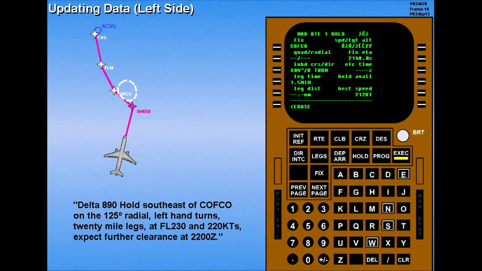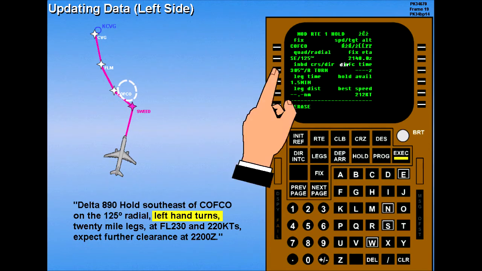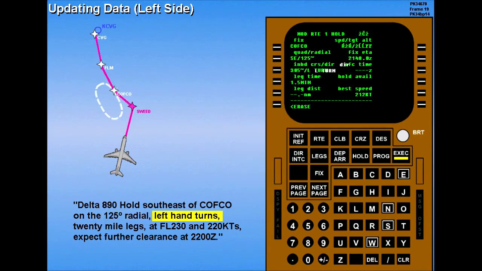Starting on the left side of the page, when a new radial is entered, the quadrant and the inbound course will update automatically. To command left-hand turns, enter the letter L in the direction line. Whenever a leg distance is entered, it will override the previous leg time display. Now try a partial exercise.